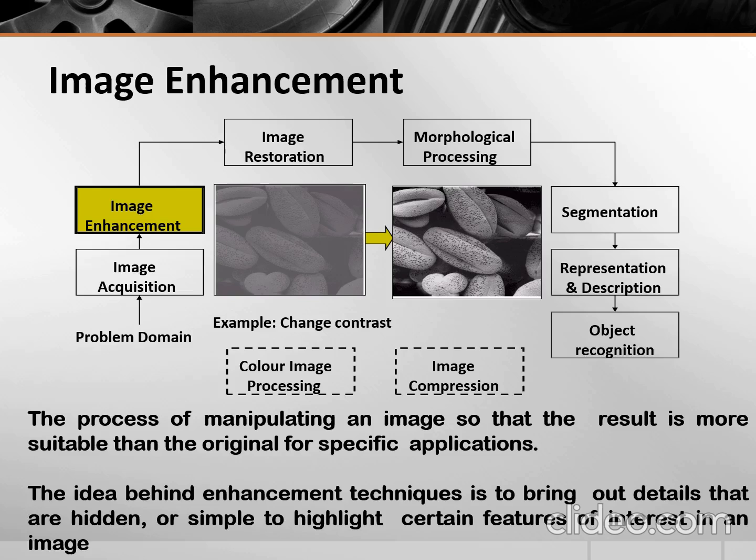Image enhancement techniques can be classified into two categories: spatial domain and transform domain methods. The spatial domain method operates directly on pixels. The transform domain method operates on the Fourier transform of an image and then transforms back to the spatial domain.